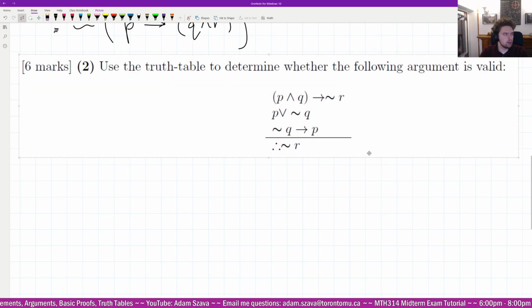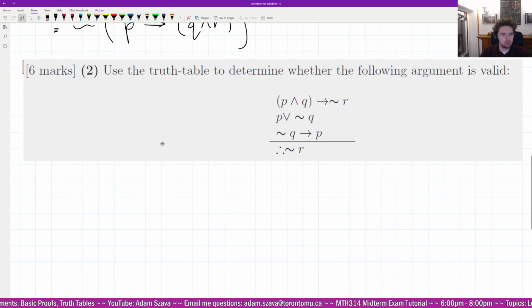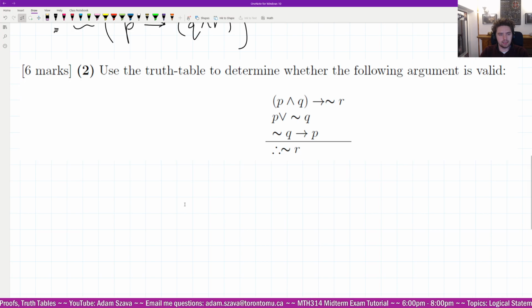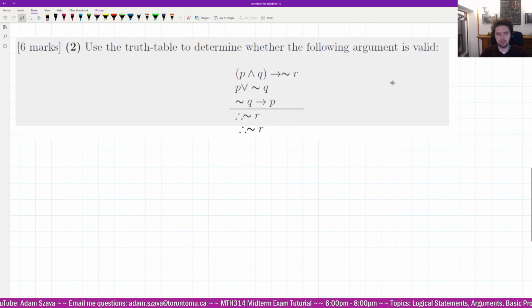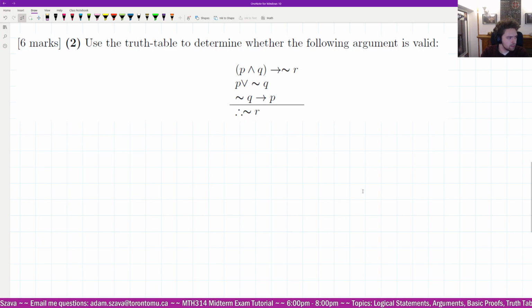So the first thing to do is, okay, let's read the question. That's the first thing to do. I guess let me make it smaller so that my face isn't covering it. If my face is ever covering something, feel free to tell me. Obviously, I don't want my face covering things. So, okay, use the truth table to determine whether the following argument is valid. So we have an argument given to us here, and we want to determine if it's valid.